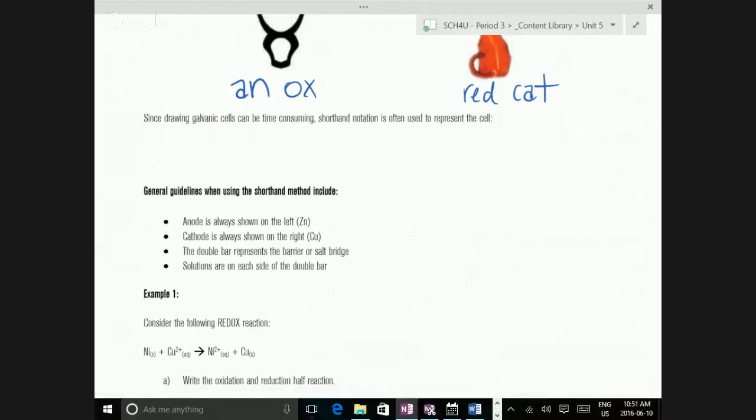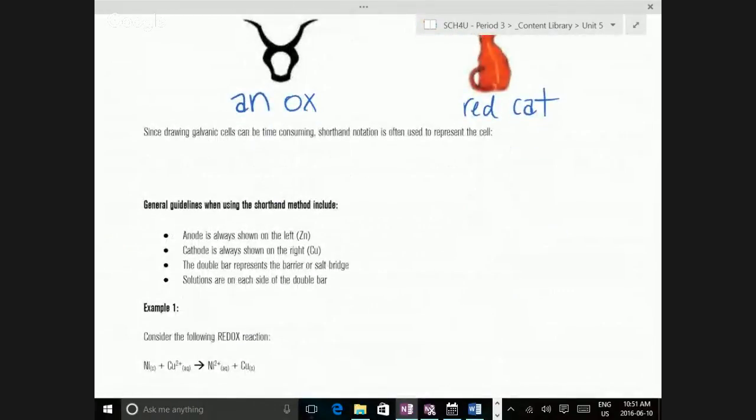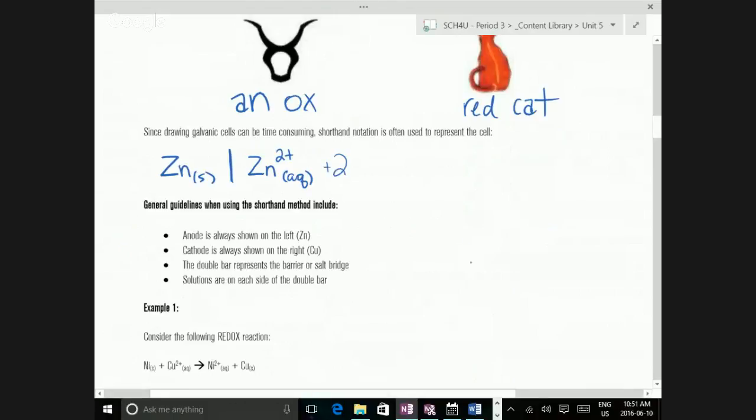Okay, so there's a shorthand notation we use, which is simply this. We always write the anode on the left side, and the anode starts with solid zinc. So the anode is solid zinc becoming zinc 2+. And you can write the electrons in. You can also not write the electrons in, but we're gonna.